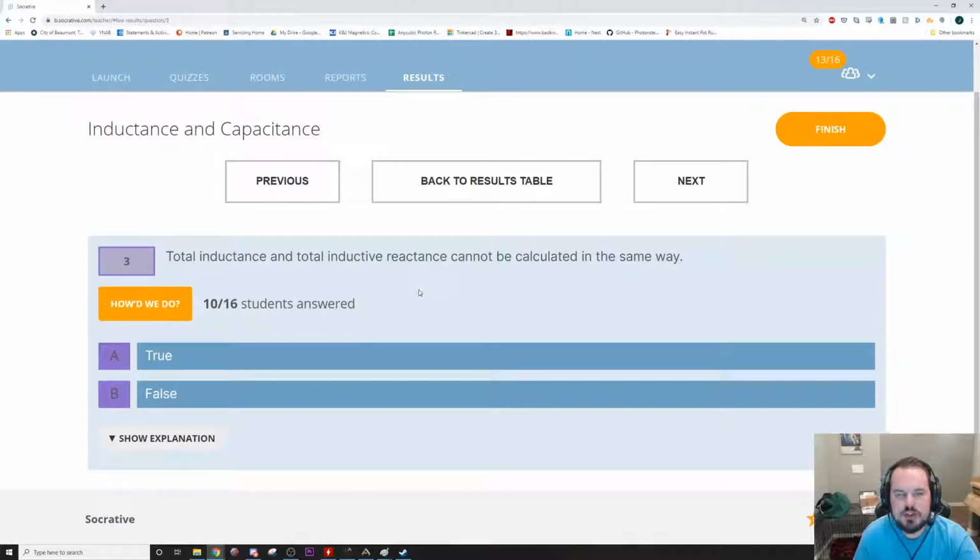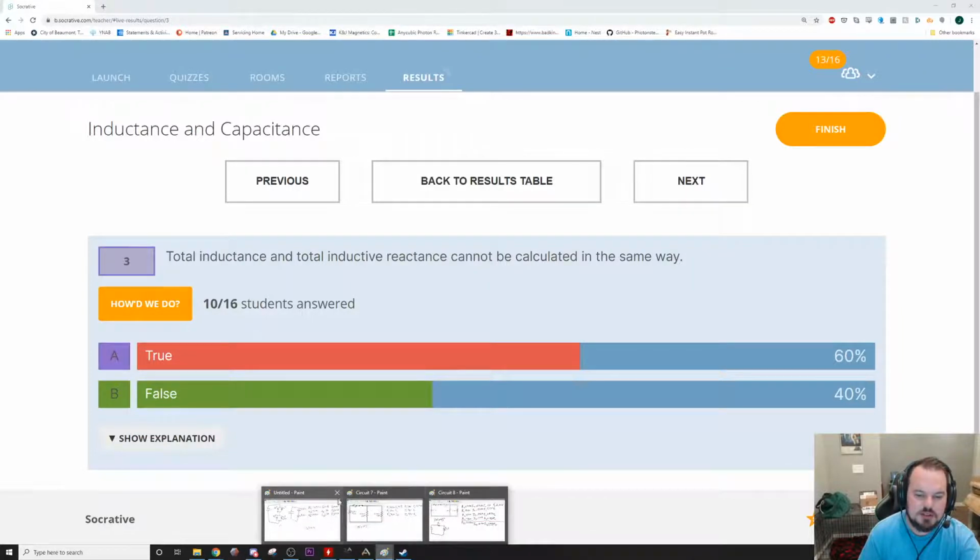So what this question is saying is, if you have a bunch of inductors and you know all of their inductive reactances, you can total them up the same way. So you can take all the Henries. Inductors are measured in Henries.